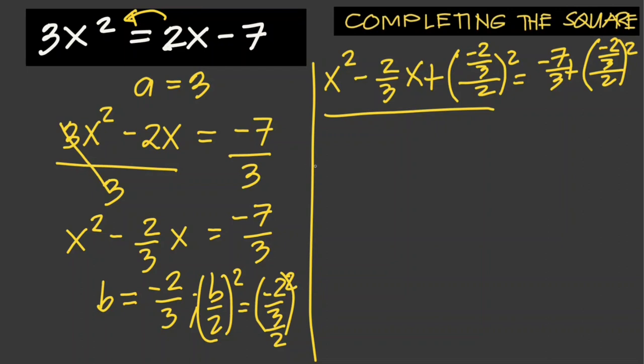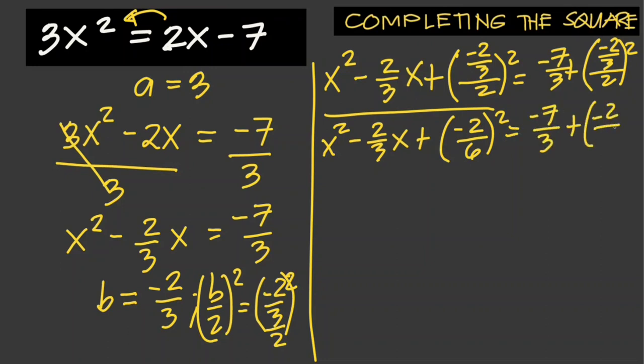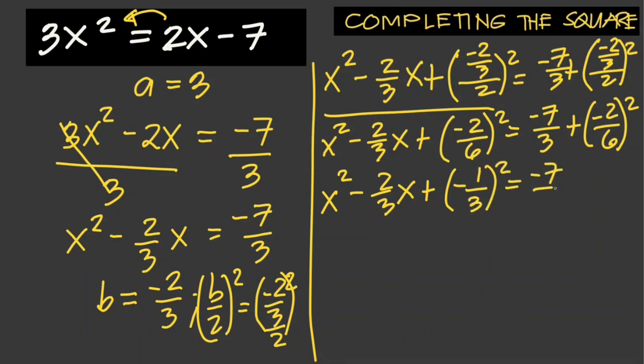Okay, let's simplify that first. So that is x squared minus 2/3 x plus negative 2/3 over 2 is just negative 2 over 6. So this is negative 2 over 6. And then we further simplify that. We can reduce negative 2 over 6 to negative 1/3. So that is negative 1/3 squared equals negative 7 over 3 plus negative 1/3 squared.